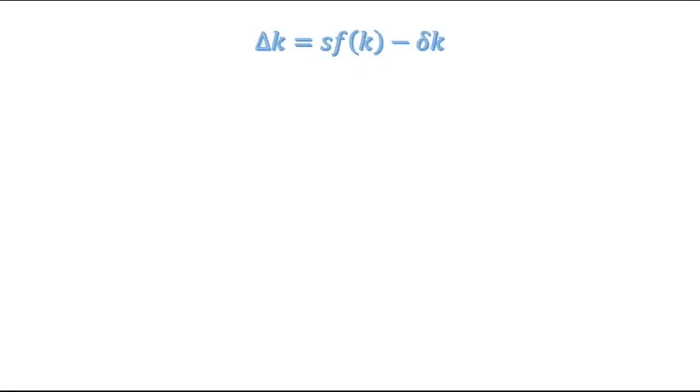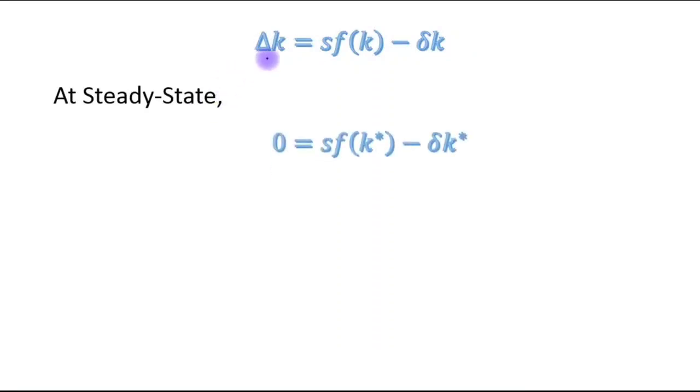We have already seen this equation in the last video. Change in capital stock is equal to s f(k) minus delta k, where delta denotes the depreciation. At steady state, the change in capital stock is equal to 0, because at steady state investment is equal to depreciation. Capital is denoted by k star.